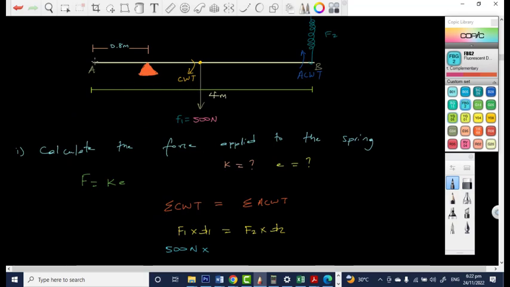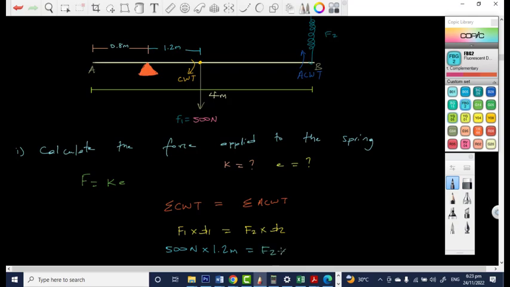So from here to here would be 2 meters. Now, the pivot is 0.8 meters from A. What would be the distance from the pivot to the center? 1.2 meters. So D1 is 1.2 meters, and that is equal to F2, which is an unknown value, multiplied by D2.